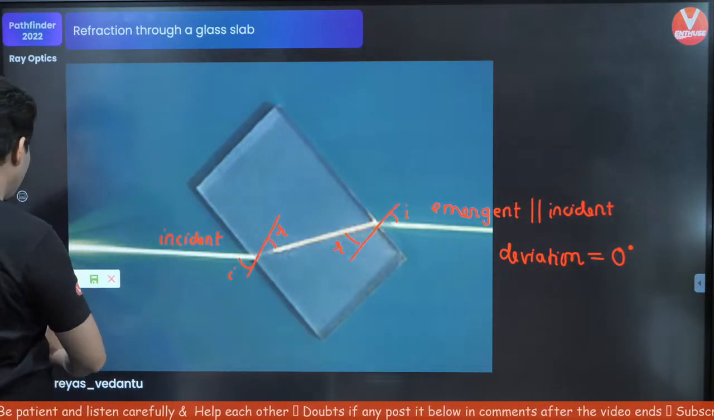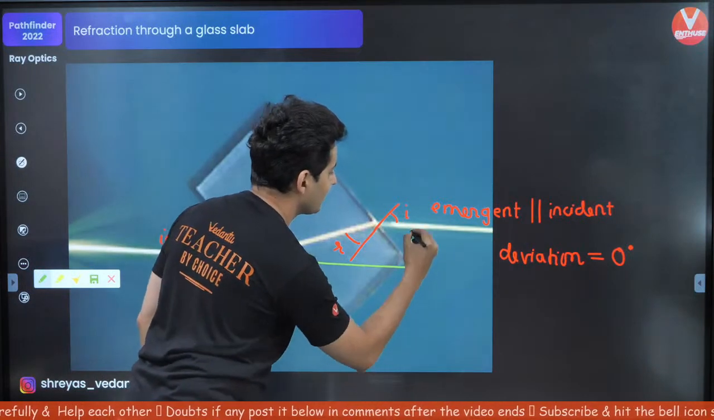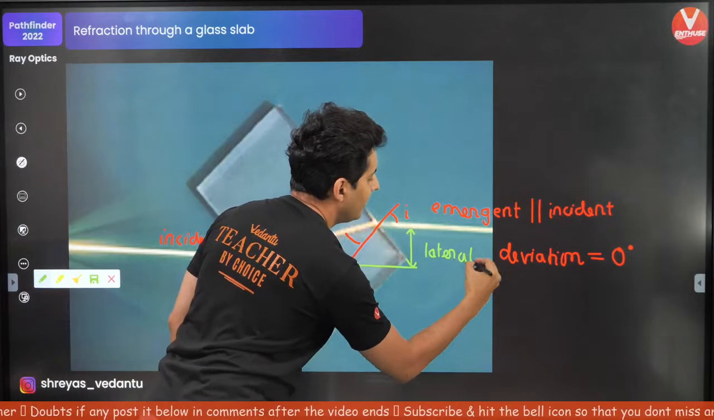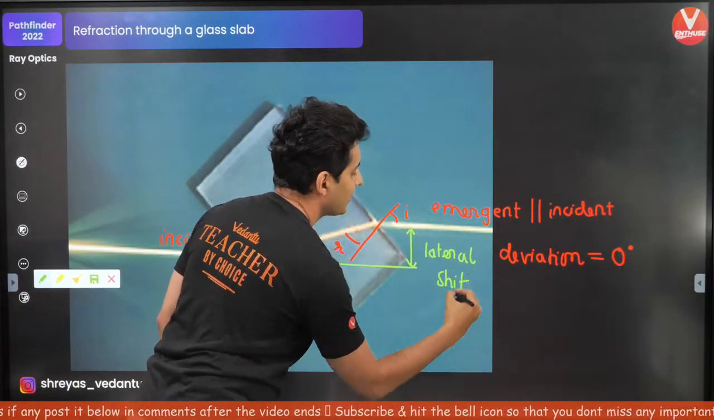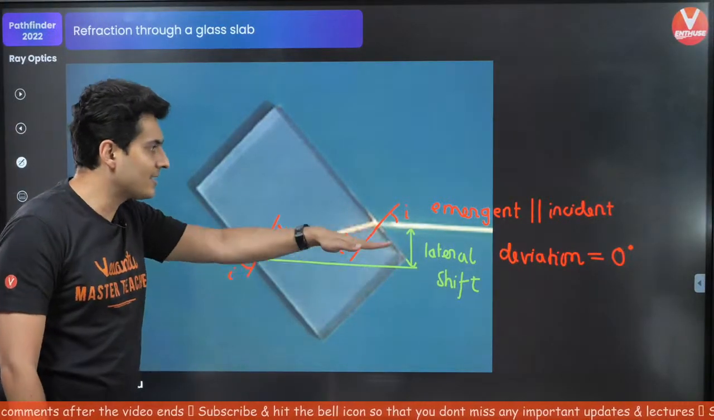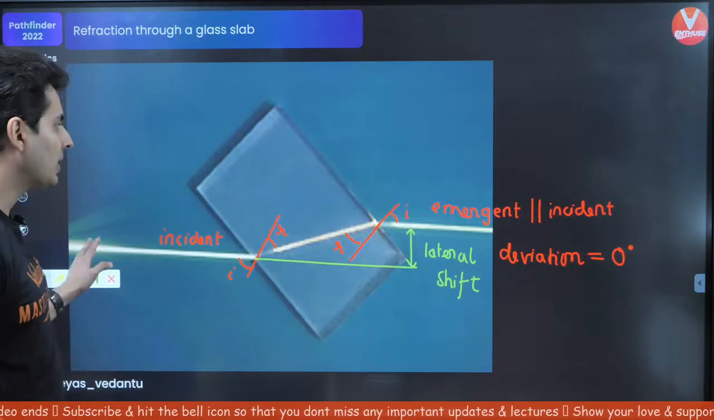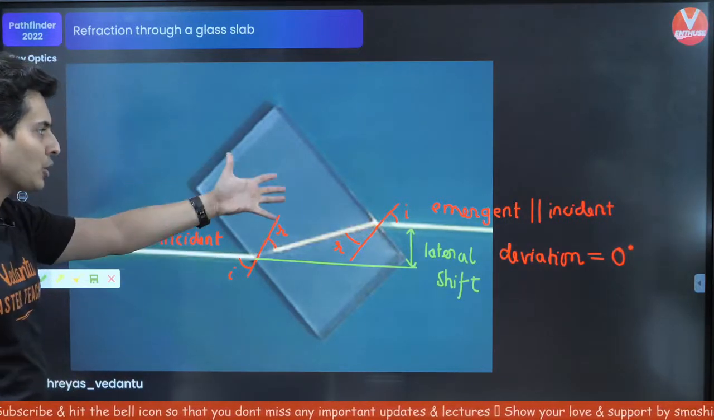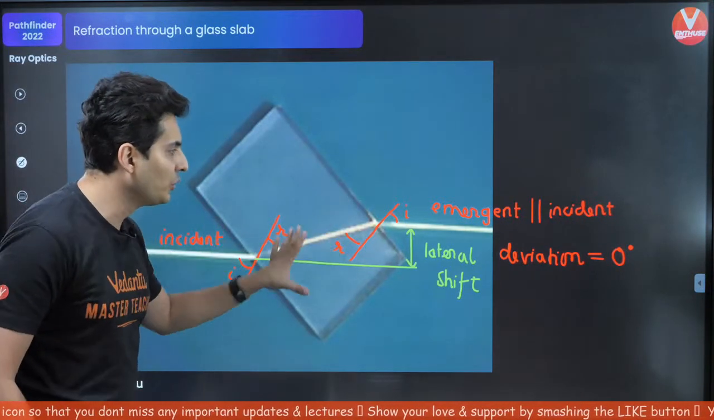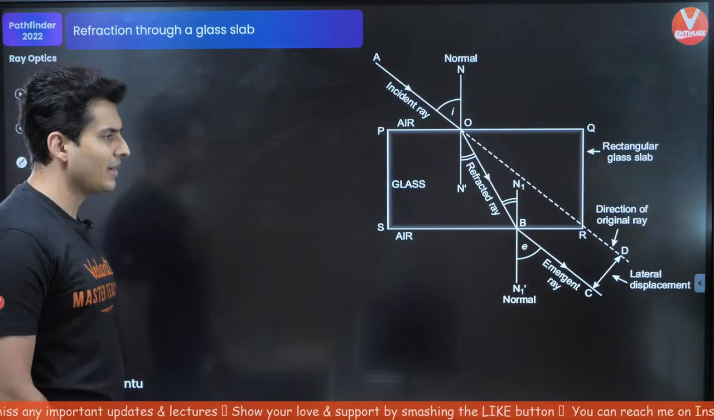This distance that you see over here is called the lateral shift. What is this called? This is called the lateral shift. It's the amount by which the light ray gets shifted. So you need to keep these terminologies, these concepts and this diagram in mind. That's why I put up real images so that you know how things work. And I'm pretty sure you would have done this experiment back in school.